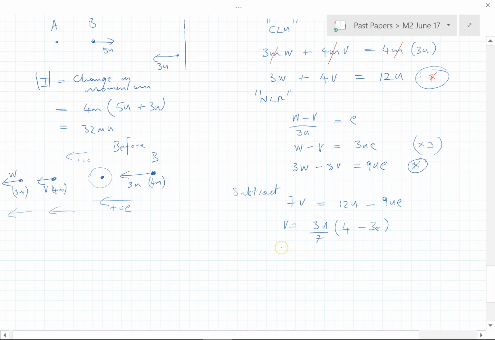Now the thing is, because e is going to be less than or equal to 1 and we're subtracting 3e here, that means that v must be greater than or equal to 3u over 7 times 4 take away 3, which is 3u over 7, which is greater than 0. So that means that the sign does not change, so they move in the same direction.